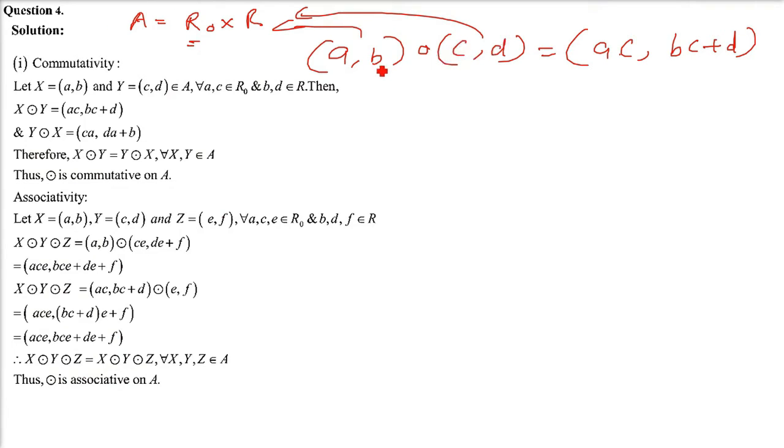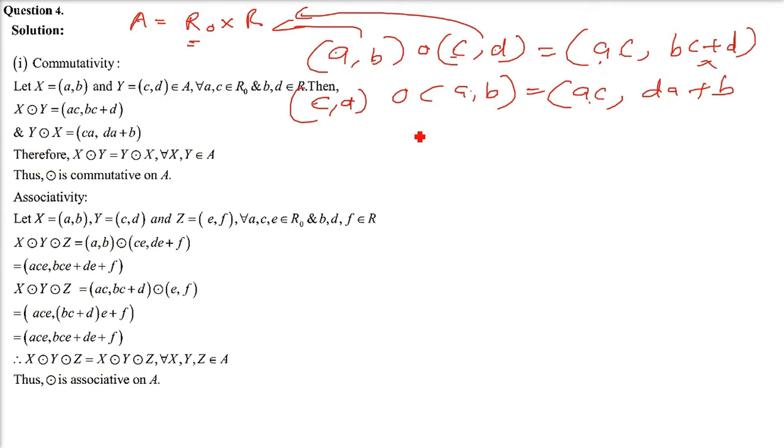So whether it is commutative or not, whether it is associative or not. When we operate (a, b) with (c, d), if we operate (c, d) with (a, b), the same should come. So (a, b) ∘ (c, d) is already given. Let us do it with (c, d) and (a, b). C should multiply with A. Next is B into C plus D. So in this case, what we get? D into A plus B. Now you see they both are not equal. AC is okay. The second part is not equal. So this is not commutative. Please remember it is not commutative.